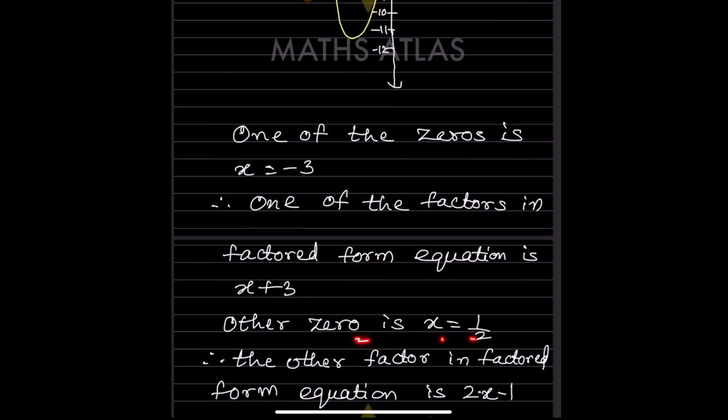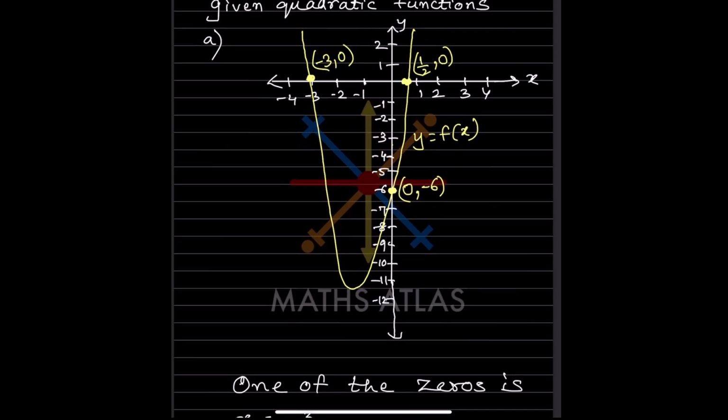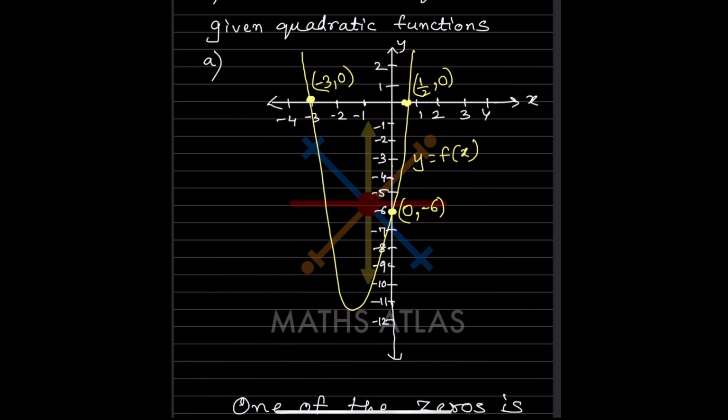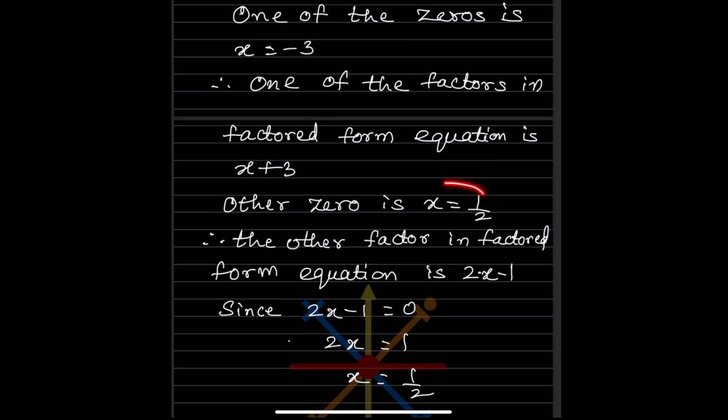And the other zero is 1 by 2. Now can you see here? This is 0 and this is 1. It is in between 0 and 1, so that will be 0.5. 0.5 is nothing but 1 by 2, and this is already given as 1 by 2 over here. So the other zero x is 1 by 2.